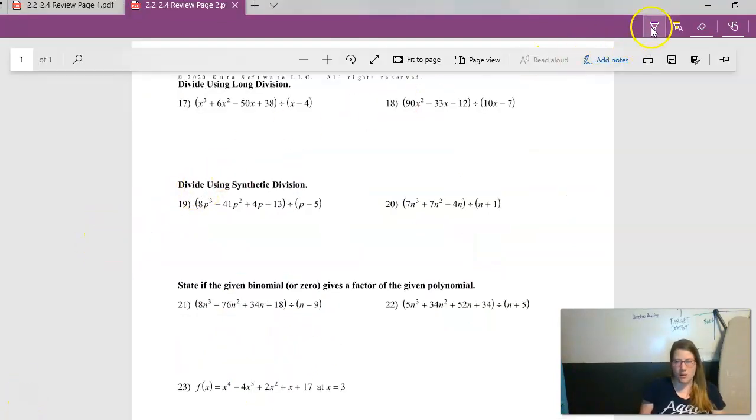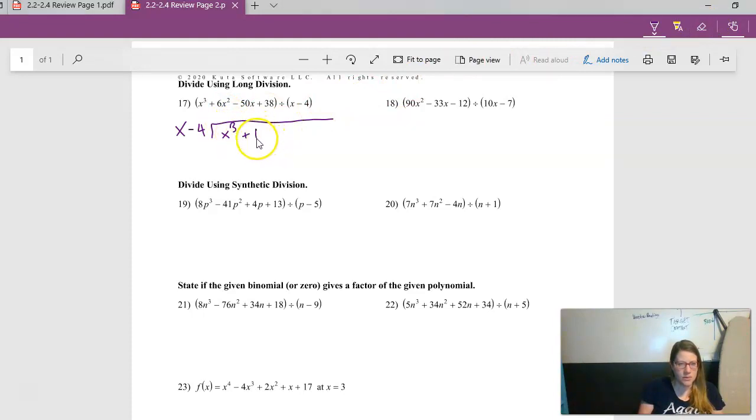Okay, let's go ahead and look at page 2. So number 17, we have long division. So I'm going to write my long division box here. I'm not going to have a ton of room to work here, so I'm probably just going to have to write over the stuff below. Hopefully that won't be too confusing.